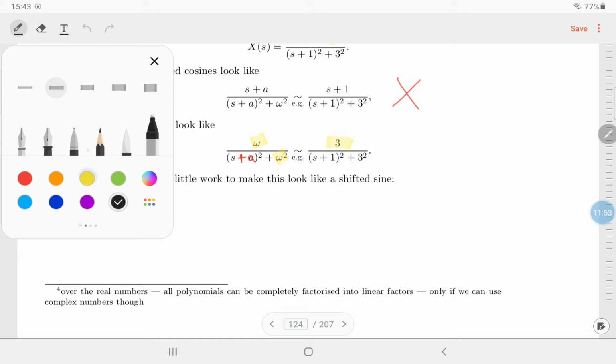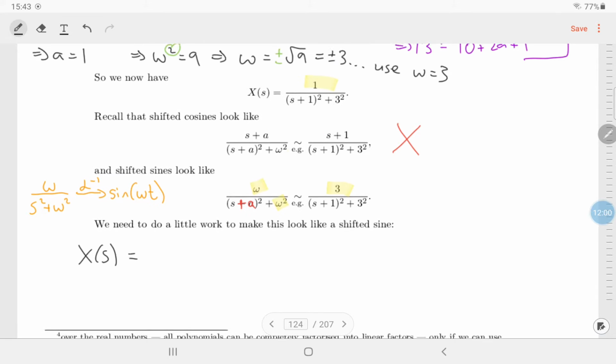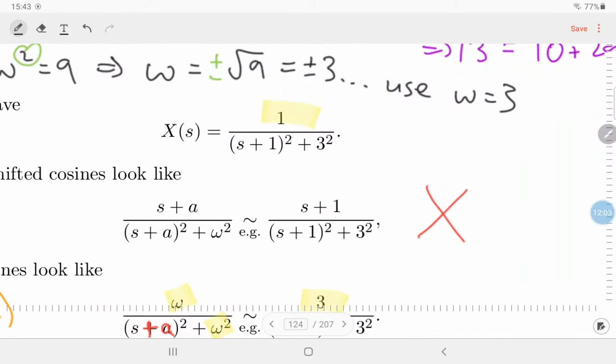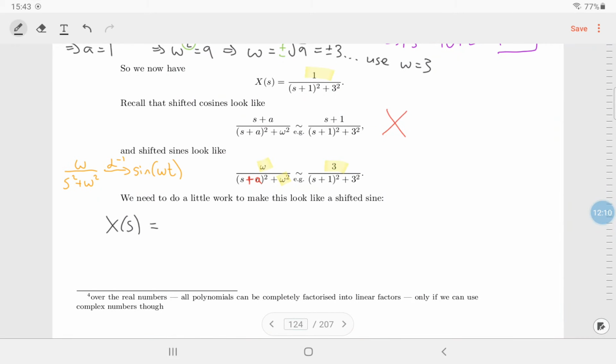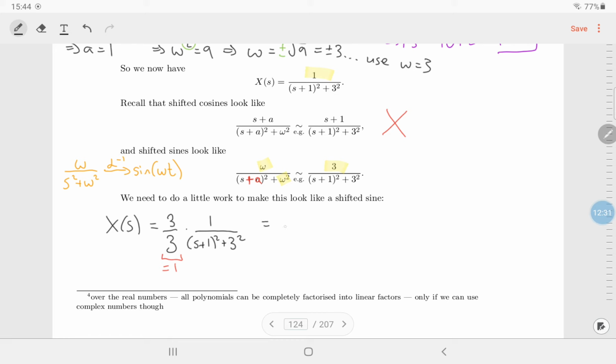So x of s is equal to this 1. What I'm going to do is multiply this by 3, because if I multiply it by 3, I'll get a 3 on top. So if I multiply above and below by 3, this will do the job because the 3 over 3 is equal to 1, so that's not going to change anything. And I can multiply in the 3 on top and keep the 1/3 outside. So these things are the same. Do you see that these are the same thing?